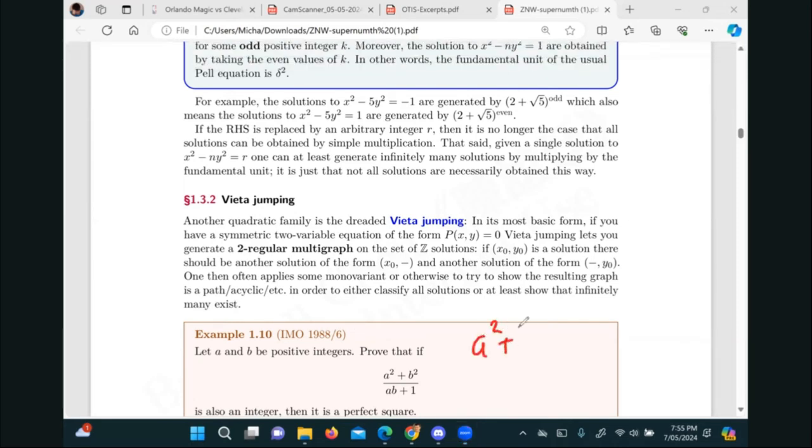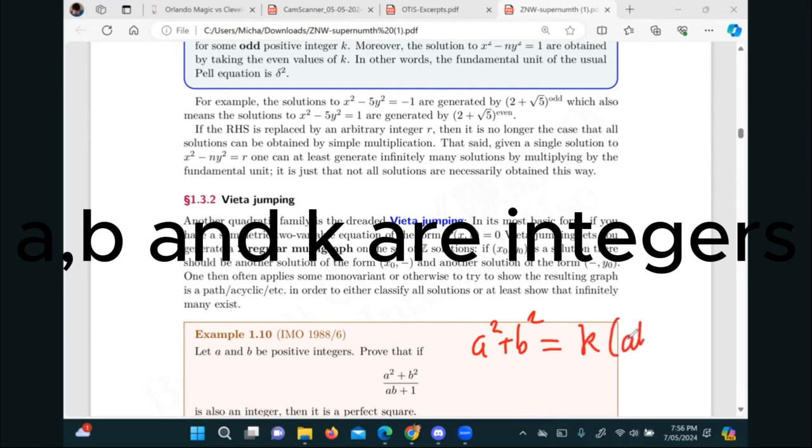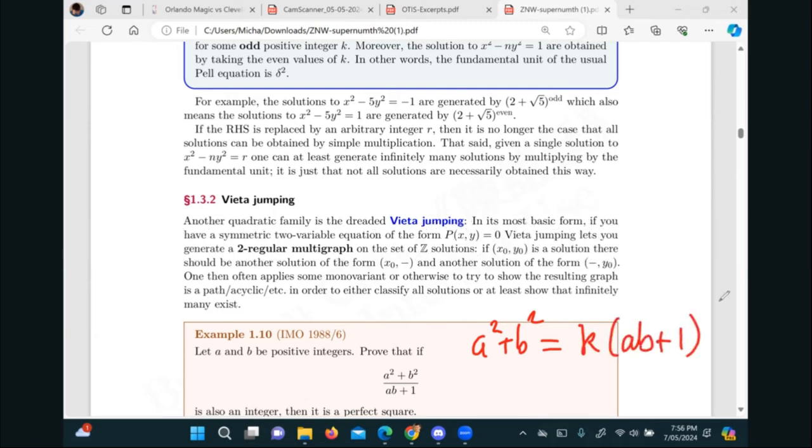So you have a squared plus b squared. We're trying to prove that if it's an integer, it's equal to k times (ab plus 1), for an integer k. So we want some kind of polynomial equation. Move all to one side. So you have a squared plus b squared minus kab minus k equals 0. There's a quadratic equation.